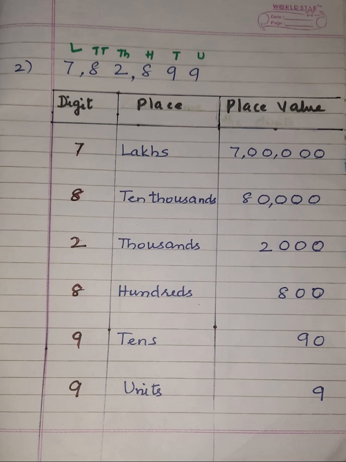For the answer, you will draw 3 vertical columns. Okay, 3 vertical columns. Followed. So in the first column, you will write digit. And in the second column, you will write place. And in the last column, that is the third column, you will write place value. Okay, children? First column is digit, second column is place, and third column is place value.